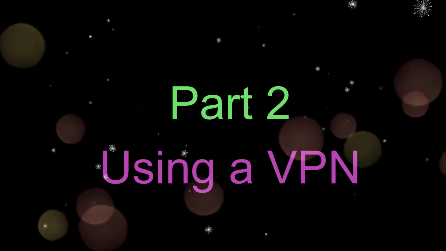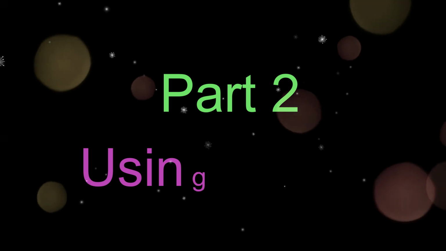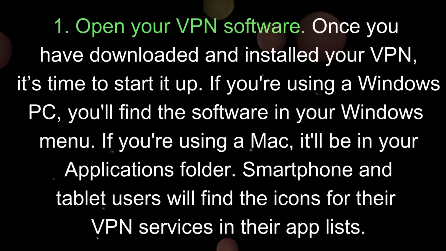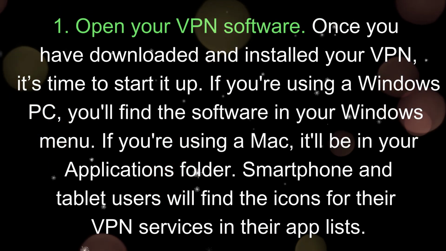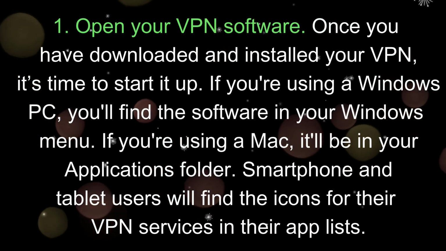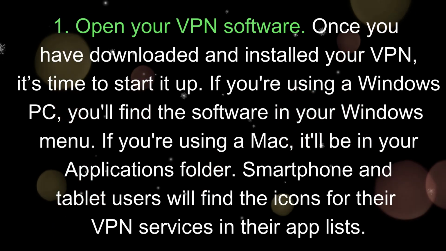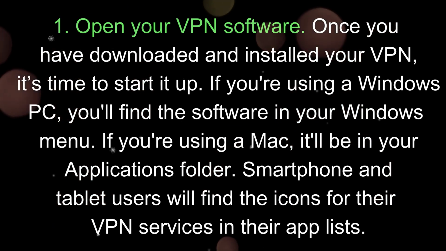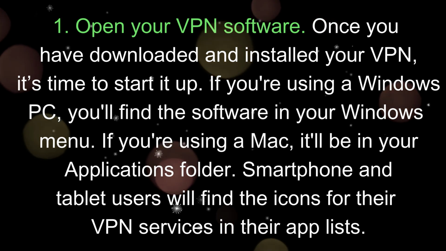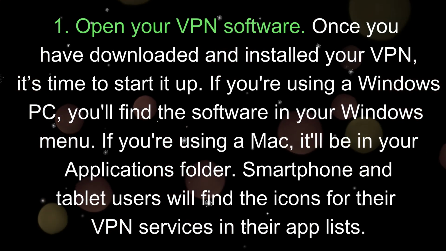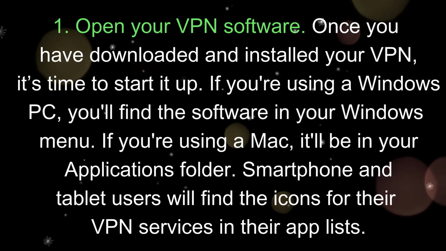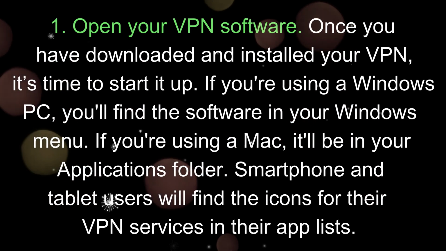Part 2. Using a VPN. 1. Open your VPN software. Once you have downloaded and installed your VPN, it's time to start it up. If you're using a Windows PC, you'll find the software in your Windows menu. If you're using a Mac, it'll be in your Applications folder. Smartphone and tablet users will find the icons for their VPN services in their app lists.